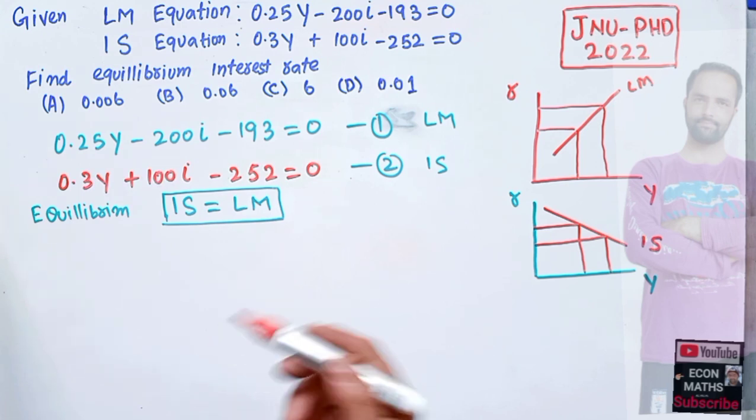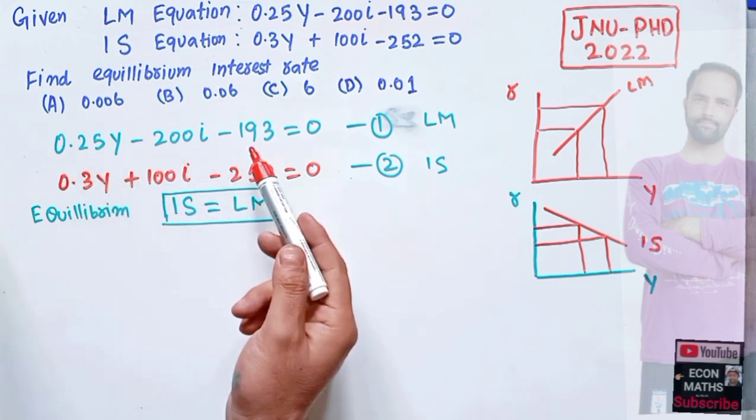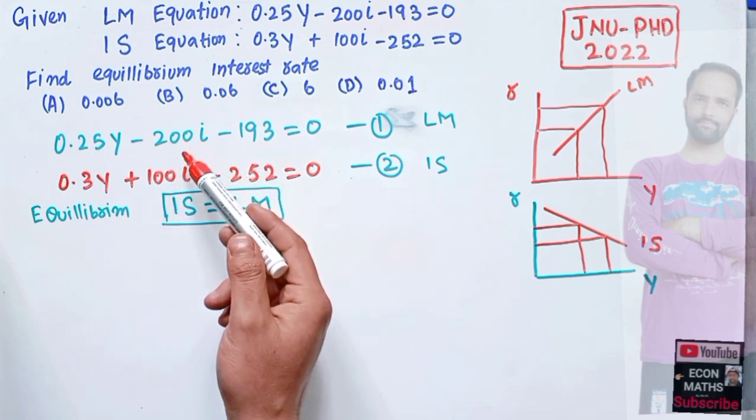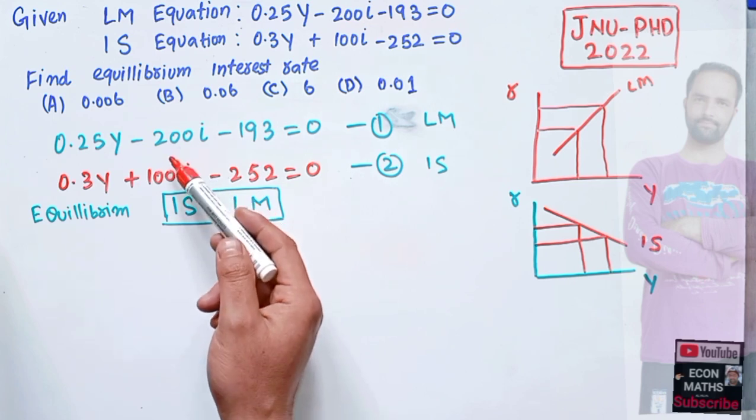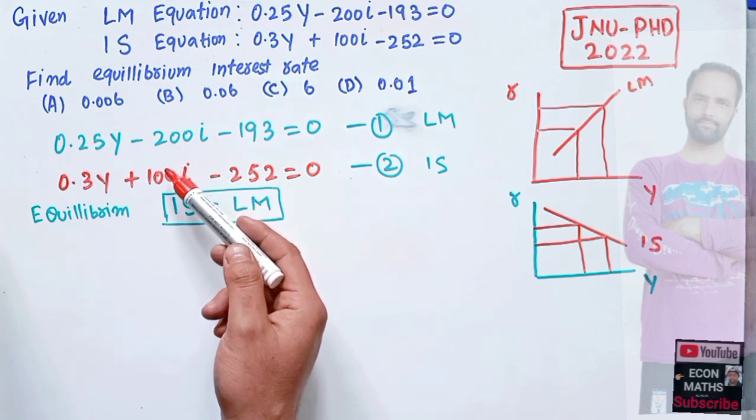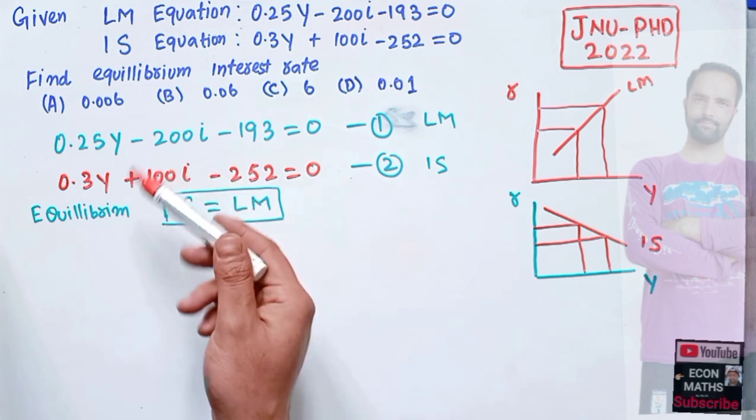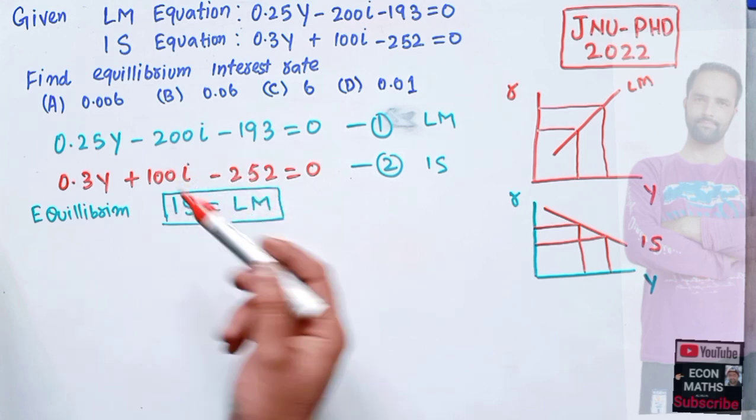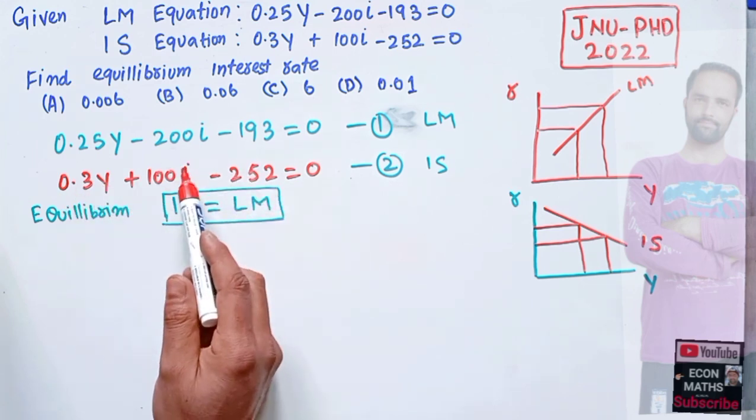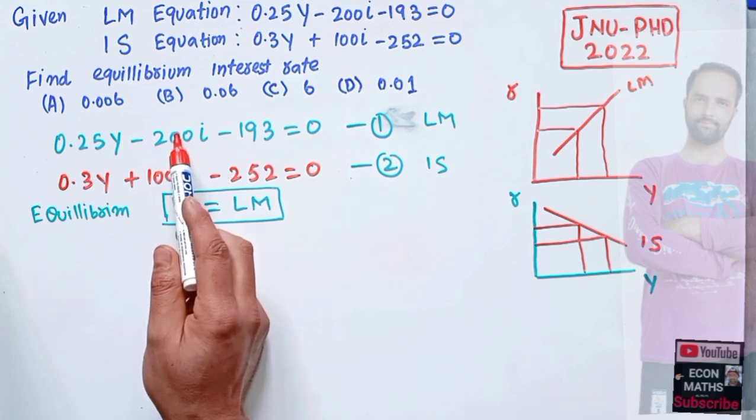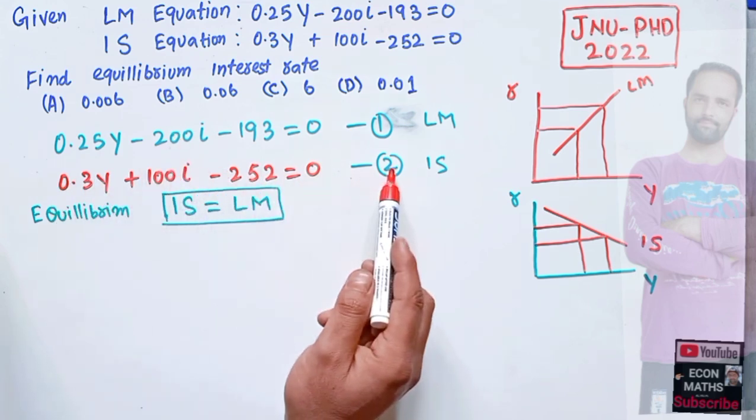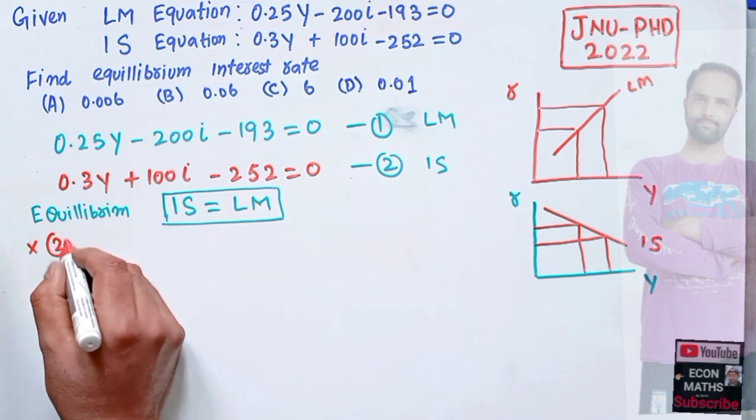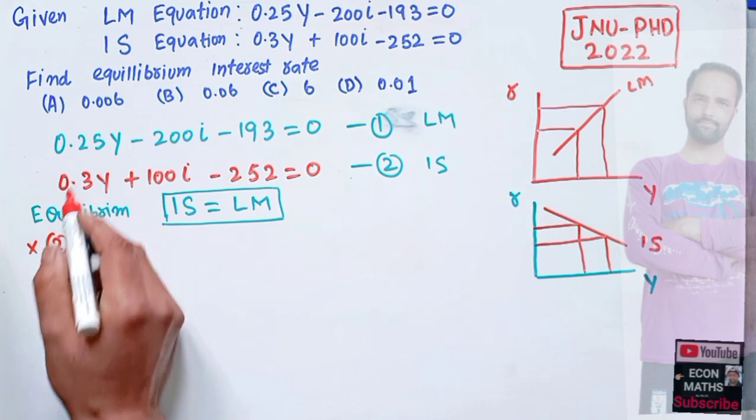So we can do one thing here to solve for two variables. If it is possible to make the coefficient of one variable the same, without bothering about the sign, we can eliminate that variable here. Now we have here 100i. So this 100i can become 200i if we multiply this second equation by 2. So multiplying the second equation by 2, what will we get?